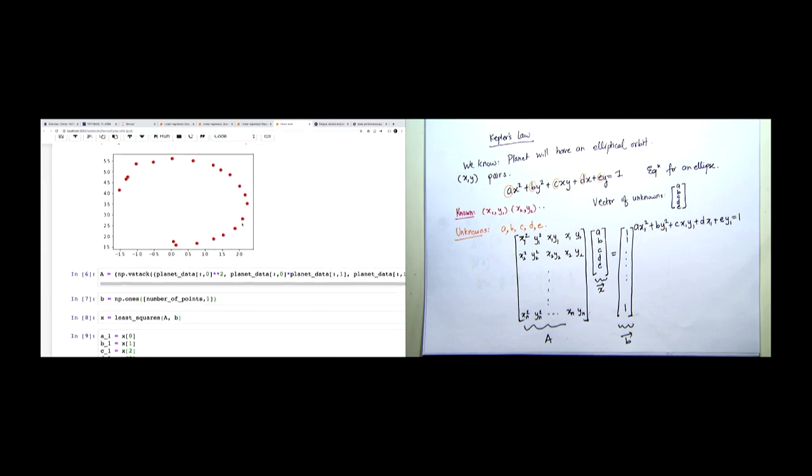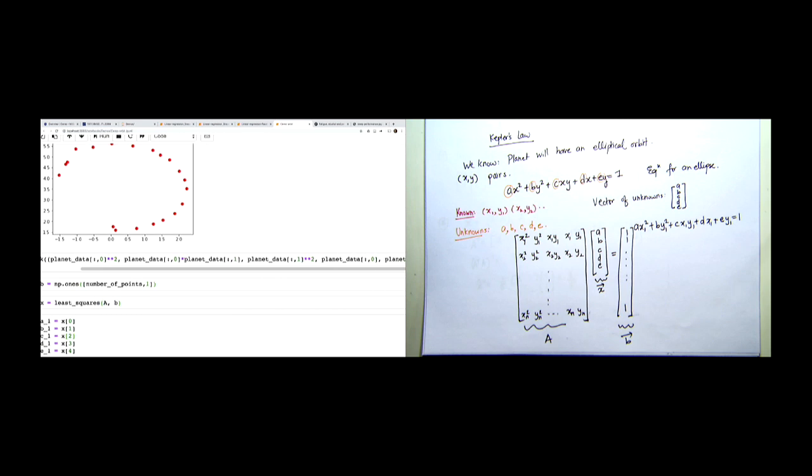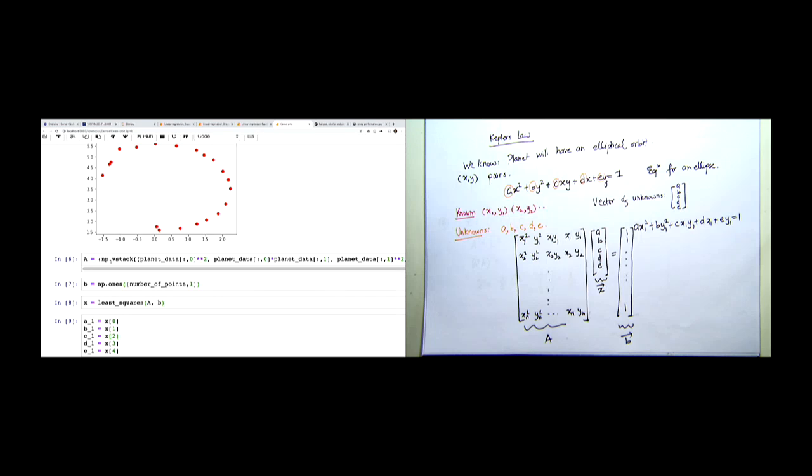So let's actually do it. I'm going to build this A now. And what am I saying? I'm saying basically take the x component squared, the xy component, the y component squared, the x component, and the y component, right? That's what this A is made up of, and I'm just stacking them up. My B, as we talked about, is just a column full of ones. And then I'm going to do least squares on this.